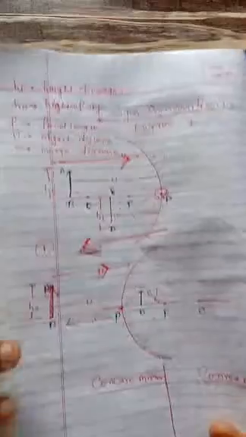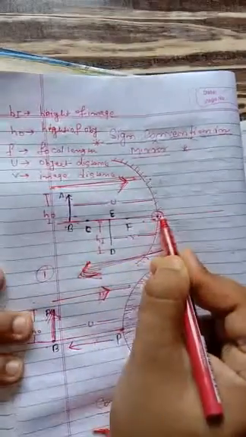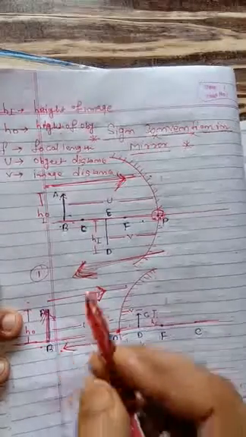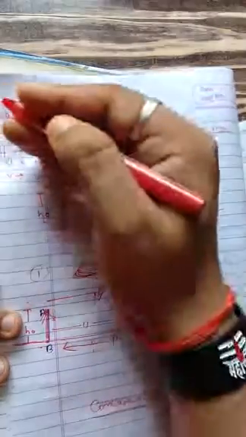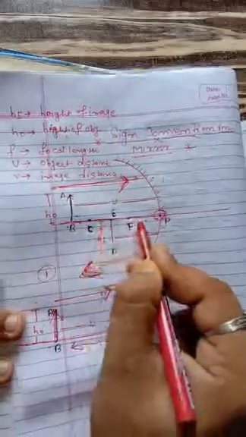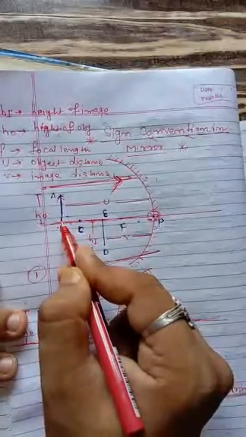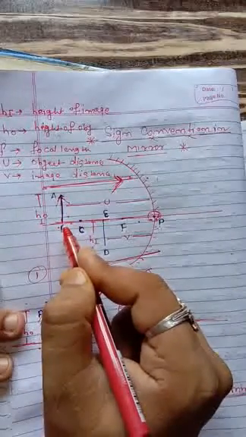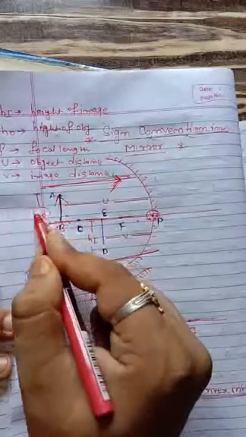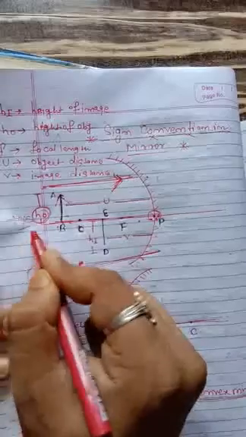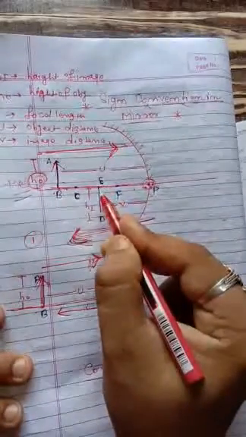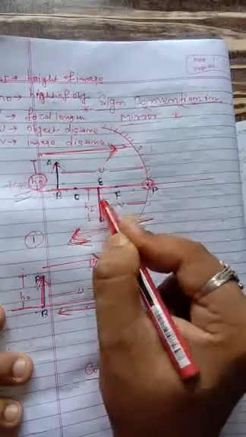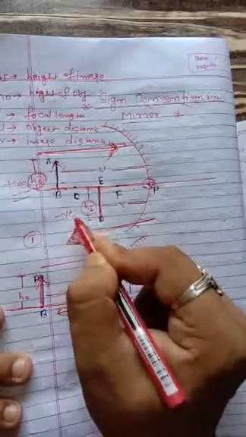The second thing is that this is your principal axis in the concave mirror and this is in the convex mirror. So if you place the object just above the principal axis, that means here we see that the object is placed above the principal axis. So the object which is placed above the principal axis, its height is always considered as positive. Clear? But here we see that the image is formed below the principal axis, so the height of the image is considered as negative. Understood?